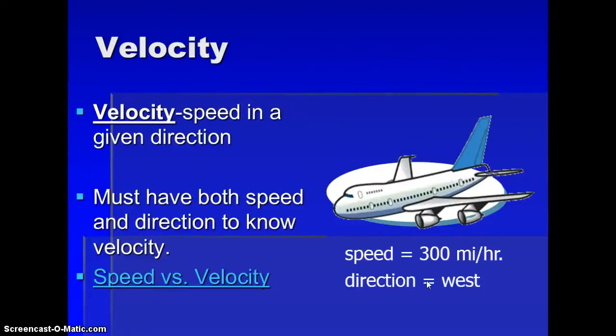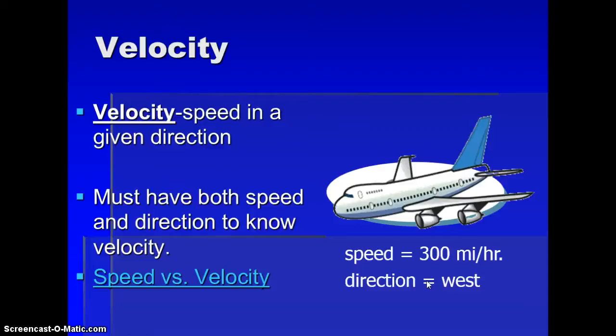So what is velocity? Velocity is very similar to speed. It is just simply speed in a given direction. The only difference with velocity is we've tacked a direction onto the end. Now, you got to have both the speed and the direction to know velocity. If you don't have the direction, then you don't have velocity, you just have speed.